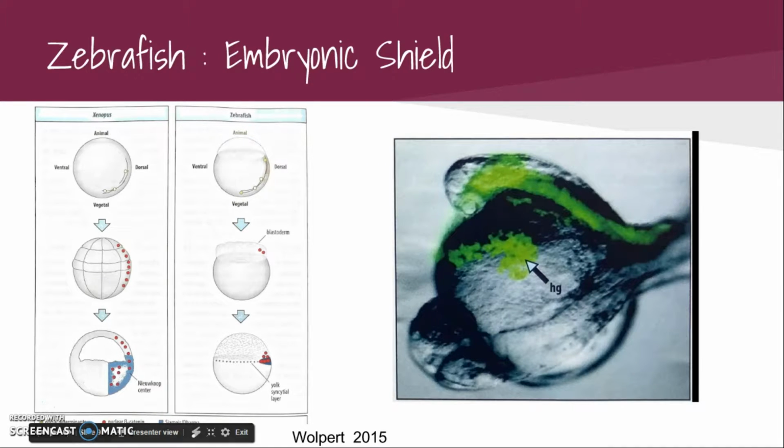The figure on the right demonstrates that the transplantation of the shield can induce a complete second axis, including the formation of head, brain, and heart in the zebrafish embryo. The green region is the embryonic shield labeled with fluorescein-linked dextran amine for visualization purposes. The arrow pointing with the label HG, meaning hatching gland, is the transplanted tissue which will give rise to precordial plate and notochord.